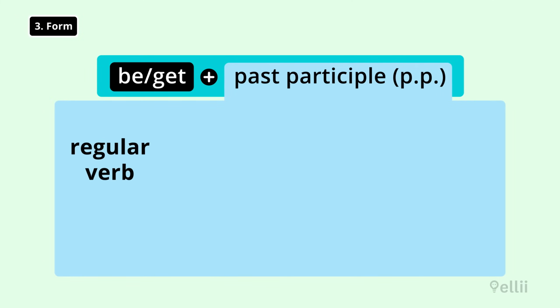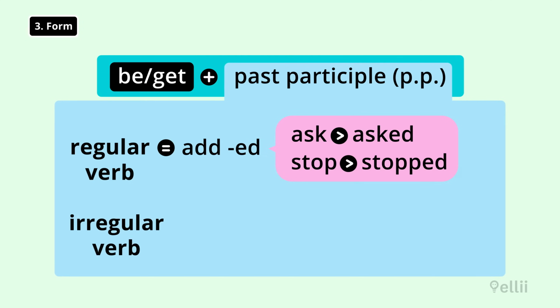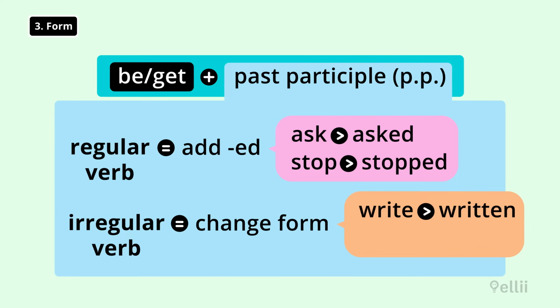The past participle of a regular verb is formed by adding ed. For example, ask becomes asked, and stop becomes stopped. The past participle of an irregular verb has some kind of change to the verb form. For example, write becomes written, and tell becomes told.